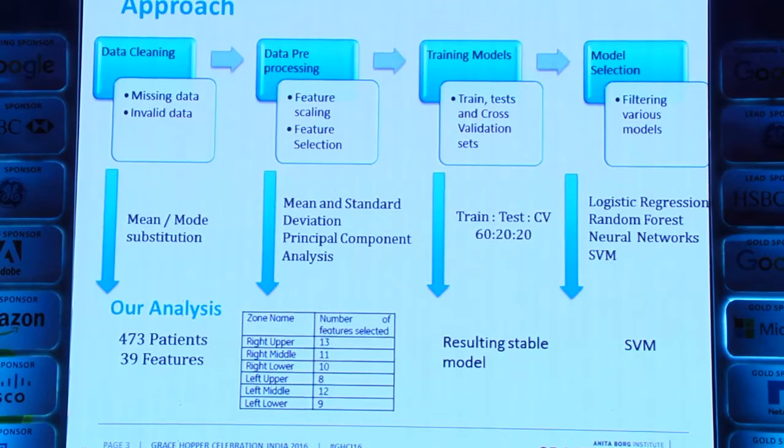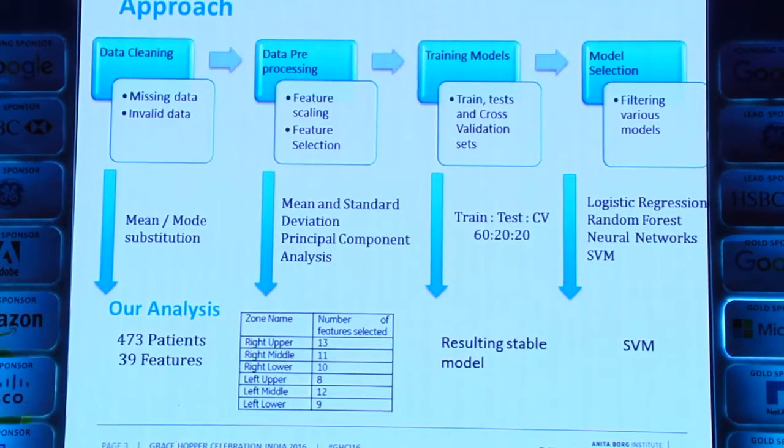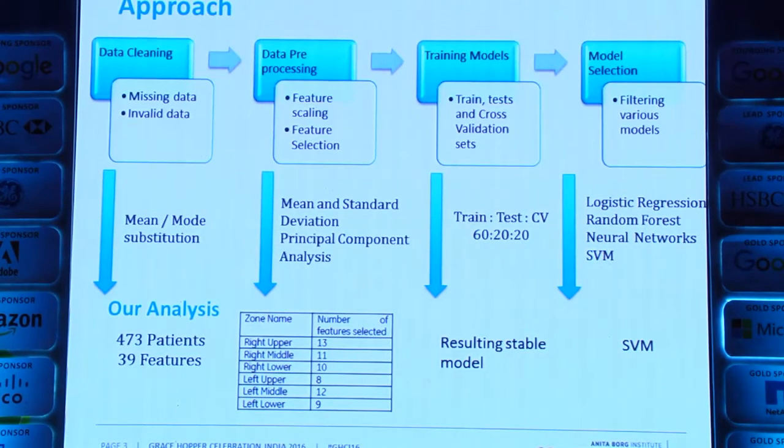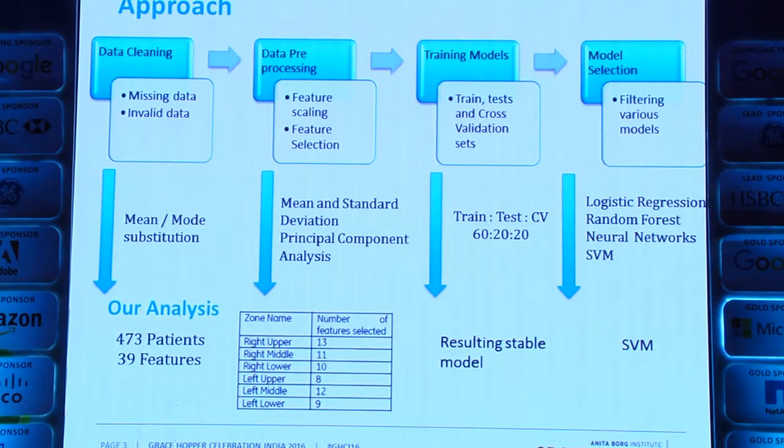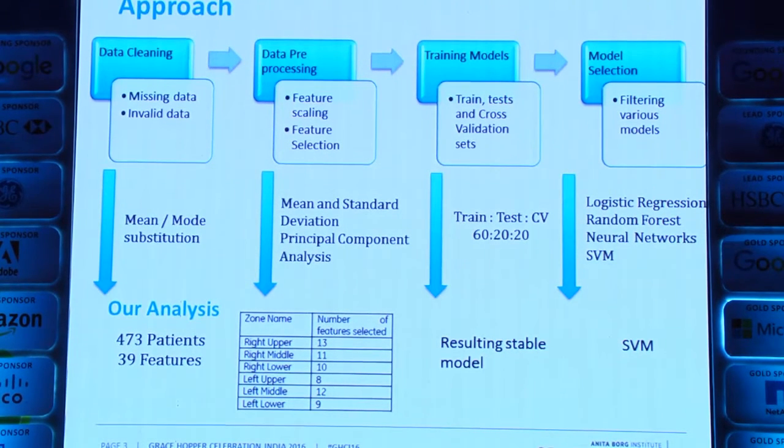The next is the training model. In this phase, all the data we have got, we divided into 3 parts: training data, test data, and cross-validation sets. So 60% we have taken as train set, 20% as test set, and 20% as cross-validation.